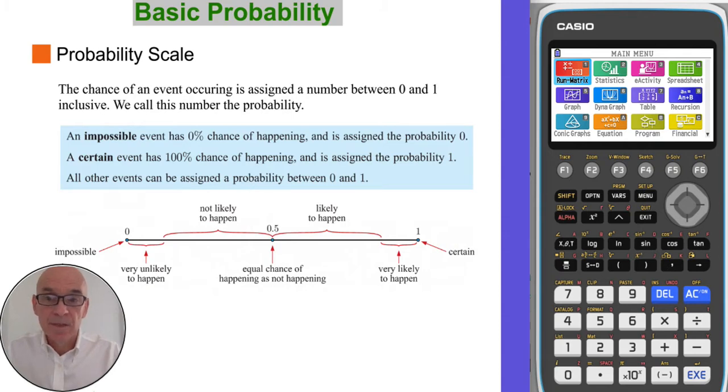So probability is the chance of an event occurring, and we assign a probability a number between 0 and 1. A probability of 0 would mean the event is impossible, and a probability of 1 means the event is certain. If the probability is 0.5, it has an equal chance or an even chance. If the probability is bigger than 0.5, we'd say it's likely or very likely to happen, and if it's less than 0.5, we say it's unlikely or very unlikely to happen.